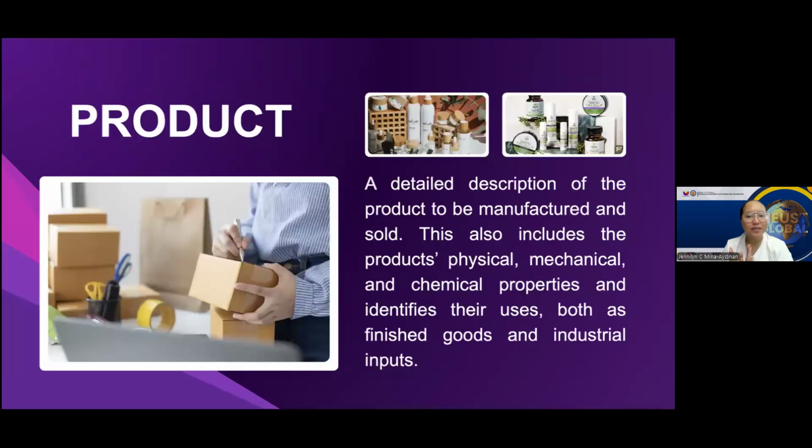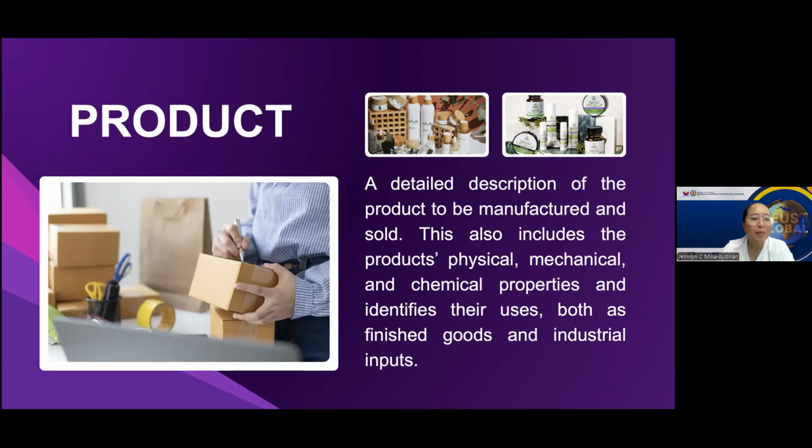So now, let's talk about the product. A product description provides detailed information about the item being manufactured, including its physical, mechanical, and chemical properties. It explains how the product is used, whether as a finished good or as a component for other industries, adding visuals like pictures, enhances understanding and appreciation of the product.